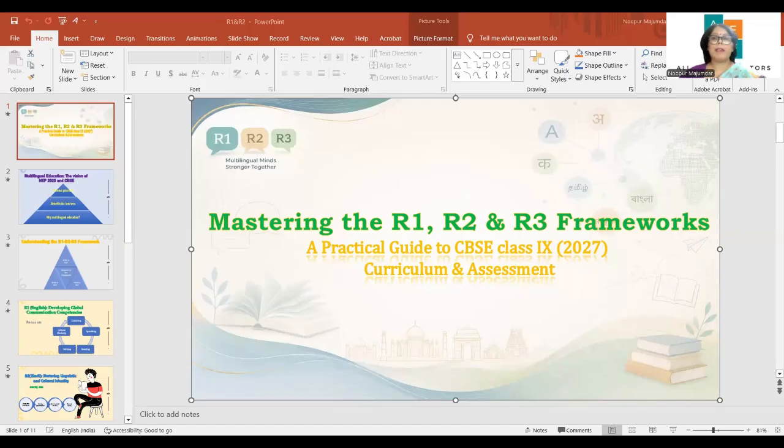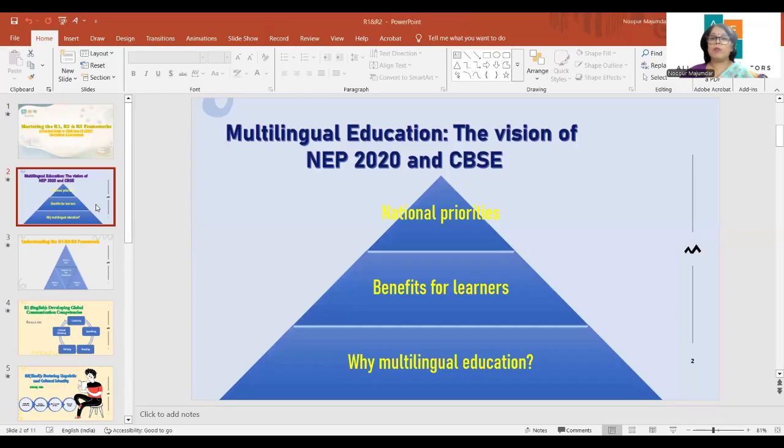I believe my voice is clear and whatever I'm sharing, you are able to see nicely, right? So moving ahead, dear educators, as you can see my screen, multilingual education, the vision of NEP 2020 and CBSE. What is its vision and what are CBSE's plans? Let's dive deep into it. As you can see, this slide beautifully presents the 3 pillars that support multilingual education. Let's begin with the base, from the bottom.